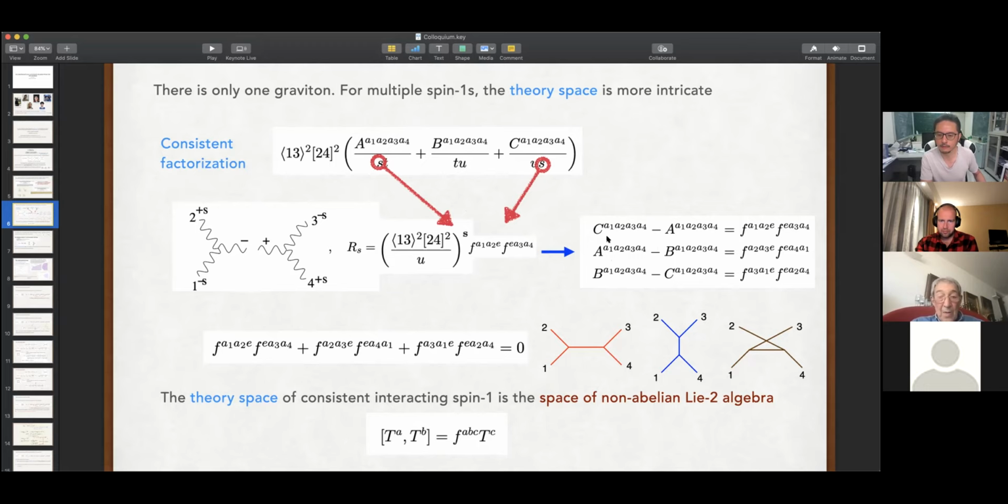And for this to even have a solution, you immediately arrive at the conclusion that these structure constants must satisfy the Jacobi identity. So you can say that this algebraic identity carves out the space of consistent spin one interactions. And of course, the solution to this space will be all possible Lie algebras, because if you have a Lie algebra, then this gives a consistent structure constant which will satisfy this Jacobi identity.